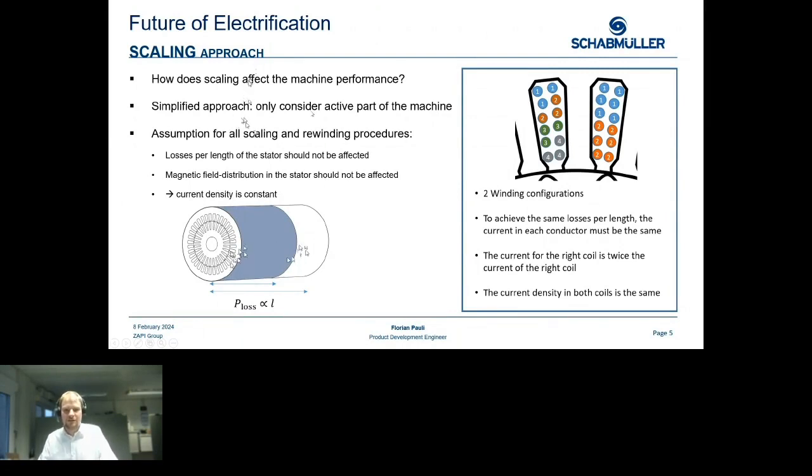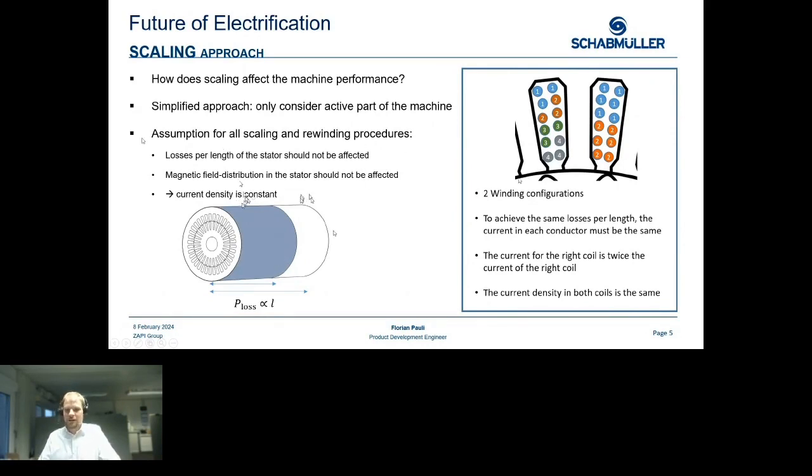We have some simplifying assumptions. One is we want to keep the losses per length of the active part the same, and we want to keep the magnetic field distribution in the stator the same. And this leads to the conclusion that we must keep the current density inside our machine the same.